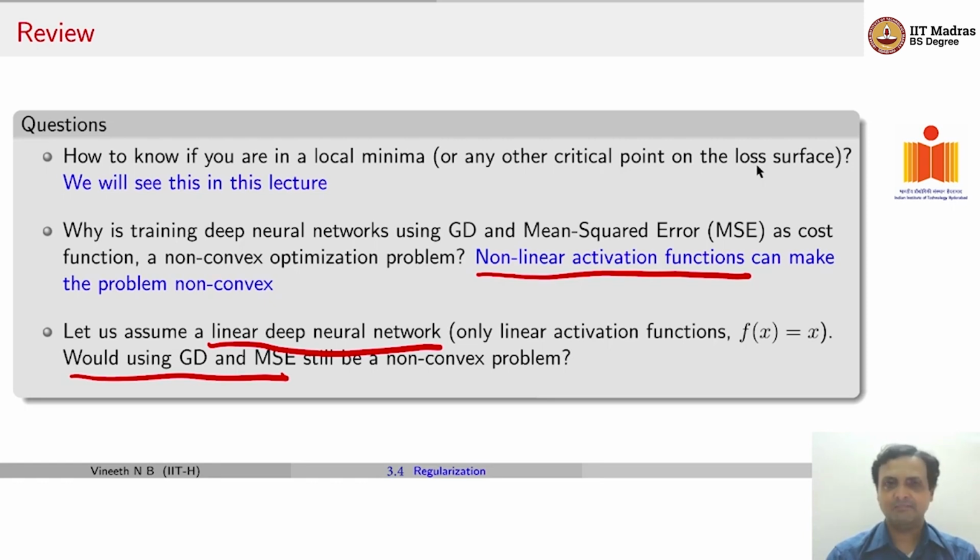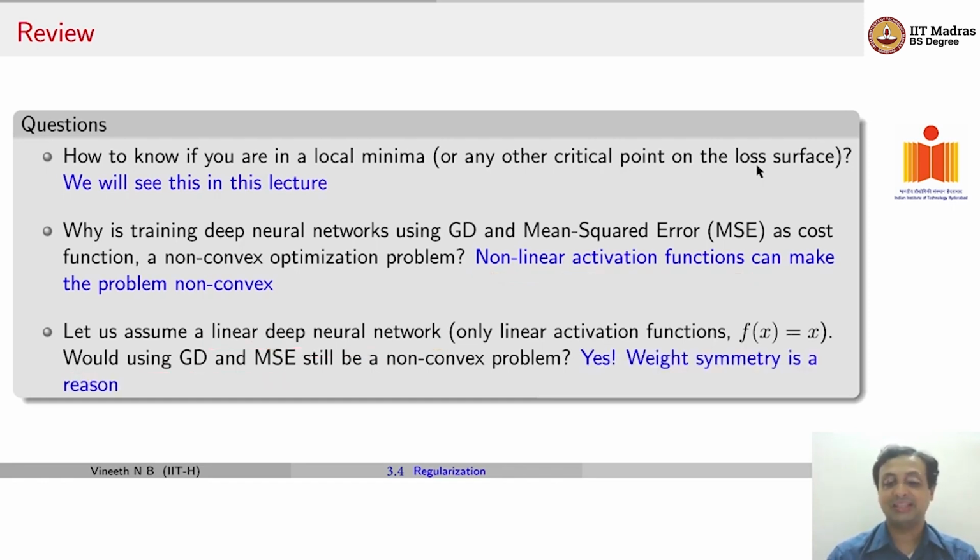From the answer I said earlier, it should be a convex optimization problem because the cost function is mean square error, and I just said that nonlinear activation functions are what could make the problem non-convex. So which means if you have only linear activations, it should be convex. But the answer is no, it's still not convex, or rather yes for non-convexity. A reason for that is the phenomenon of weight symmetry. There are many other symmetries in a neural network, but weight symmetry is at least one reason.